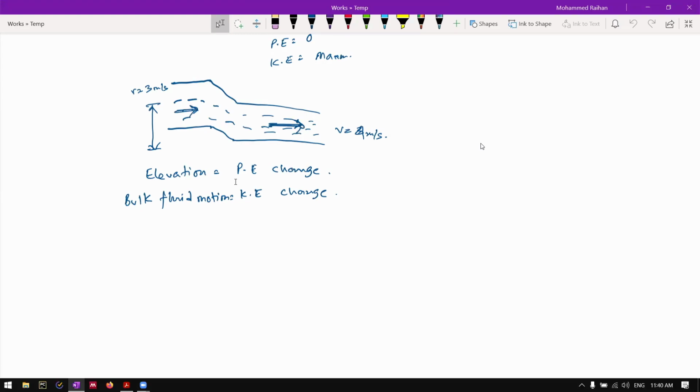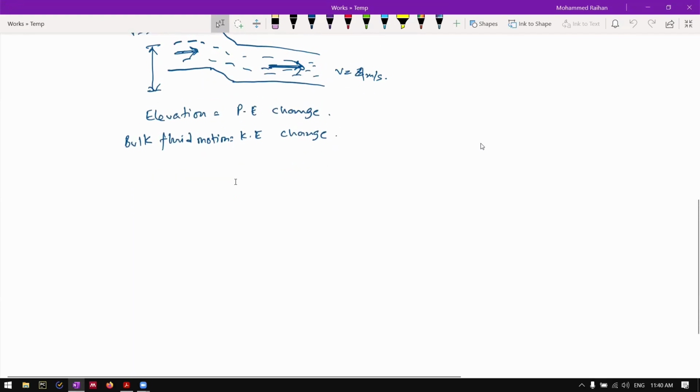There is another type of fluid motion. Can you name that one? Anyone? There is another type of fluid motion. Can anyone name this? No, sir. Loss? No. Another type of fluid motion. The one that you are seeing is one. That is called the bulk fluid motion. There is another fluid motion.